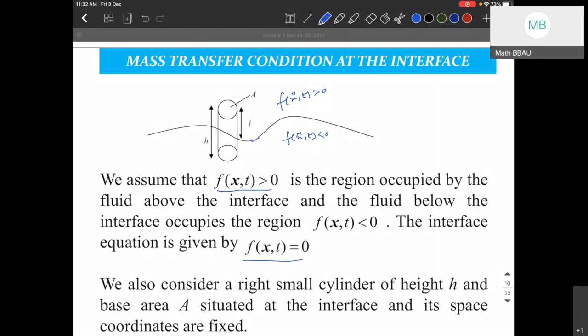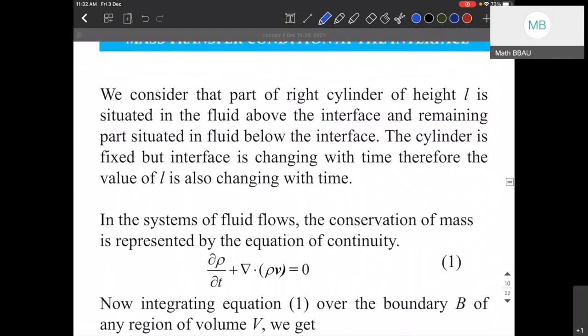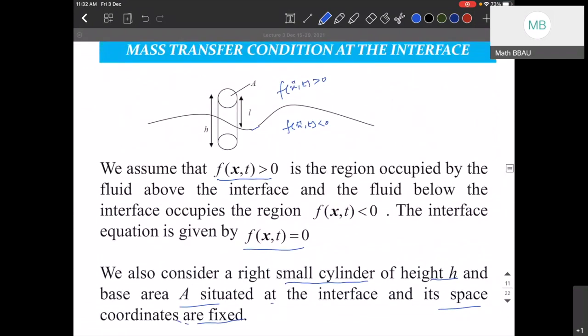We consider a right small cylinder of height h and area A situated at the interface, and its space coordinates are fixed, that is r, theta, z. Now we consider that a part of the right cylinder of height L is situated in the fluid above the interface and the remaining part in the fluid below the interface. This L lies above, so the lower region will be H minus L.